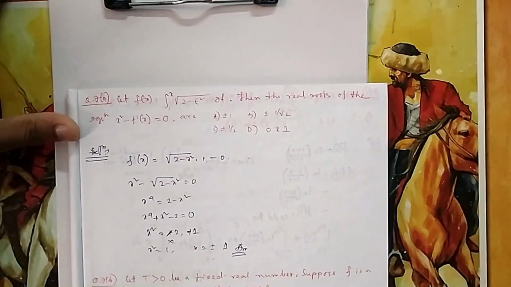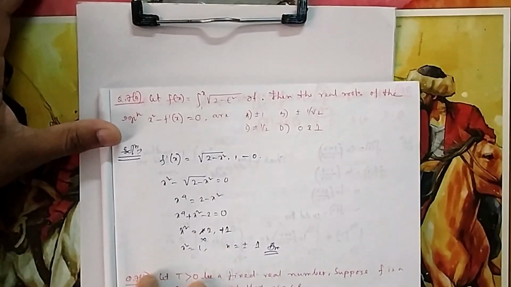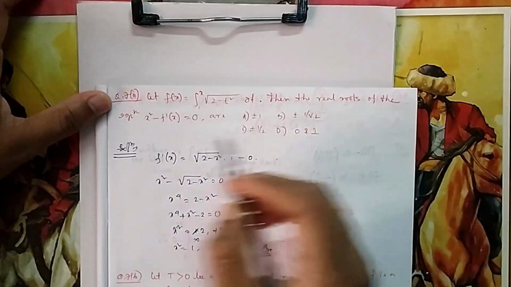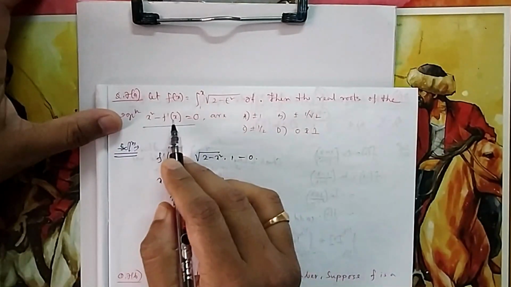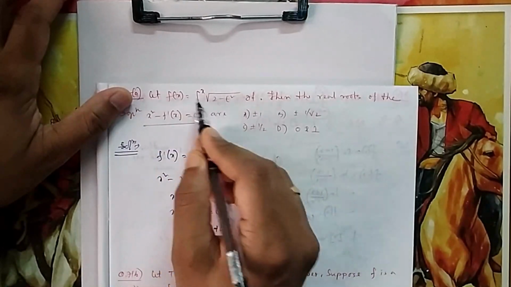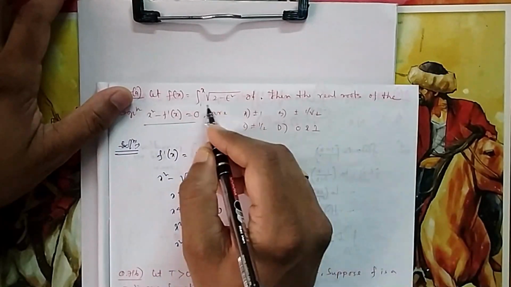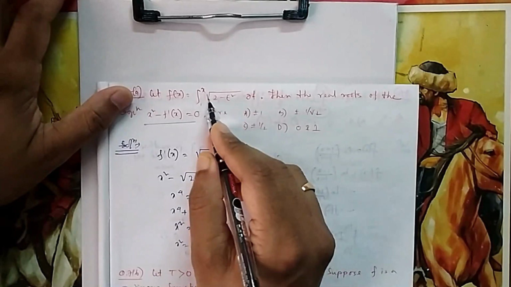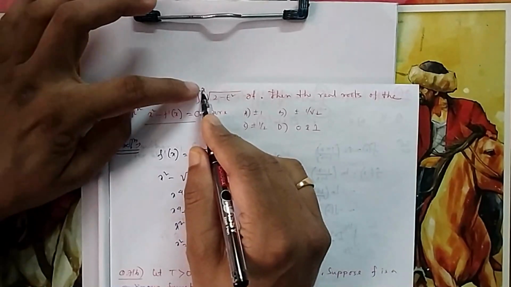Now if you come to question number 7a, let f(x) be this function, then find the real roots of the equation. So we need to find f dash. For doing f dash, you are differentiating an integral, that means the Leibniz theorem. So first is the original function, we will write it in terms of the upper limit.